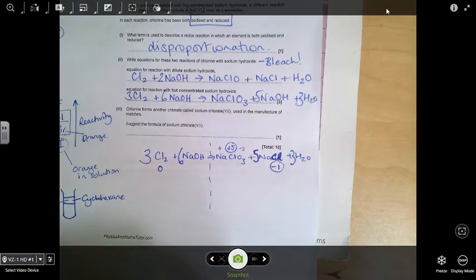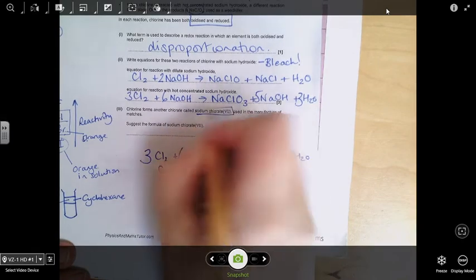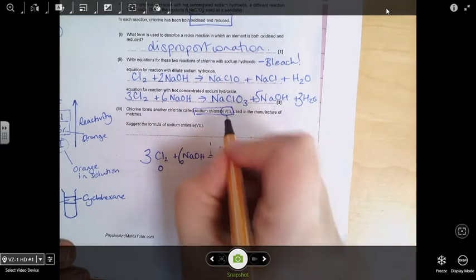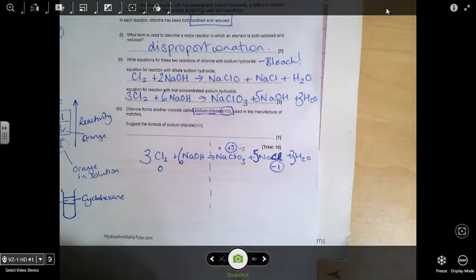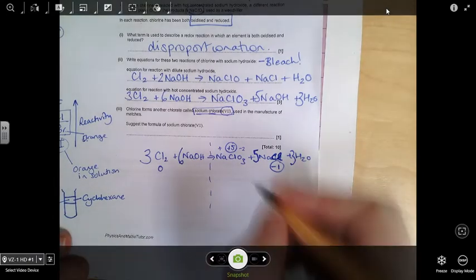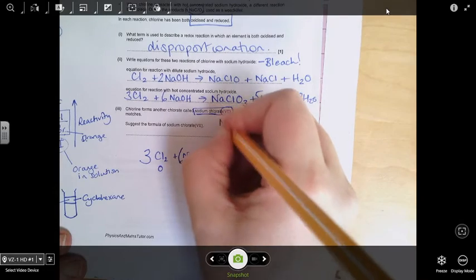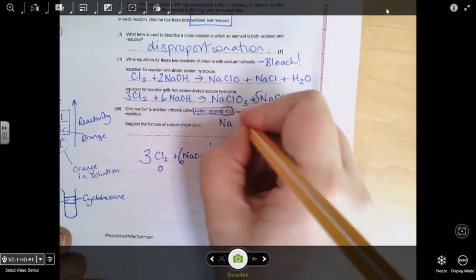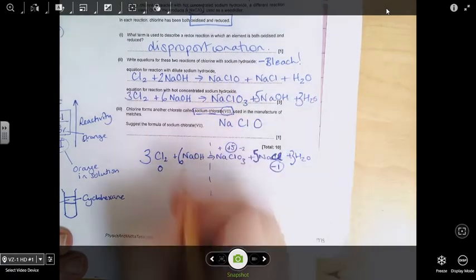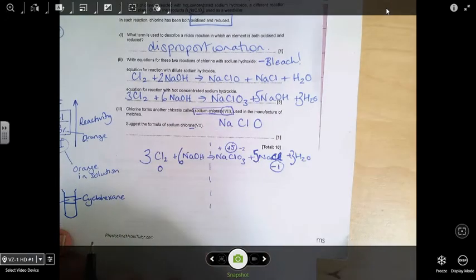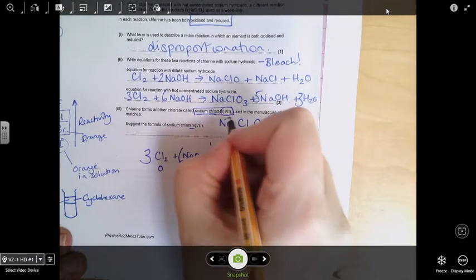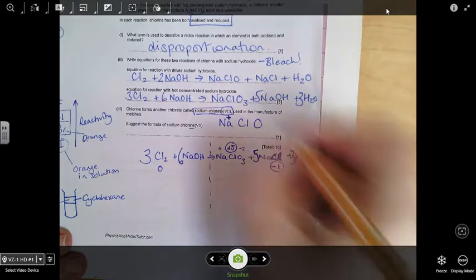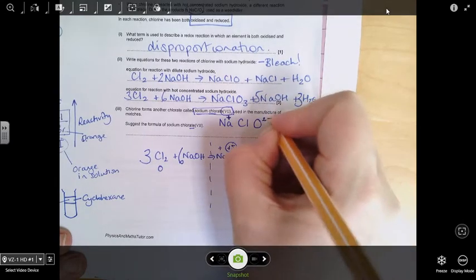Okay, so chlorine forms another chlorate called sodium chlorate 7. So again, that 7 refers to the oxidation state of the chlorine, used in the manufacture of matches. State the formula of sodium chlorate 7. So it'll be Na, Cl and O, because the 4 part refers to the oxygen. So the sodium is 1+, the oxygen is always a 2-.